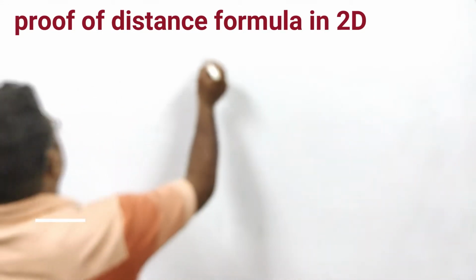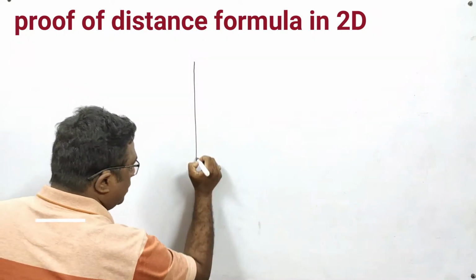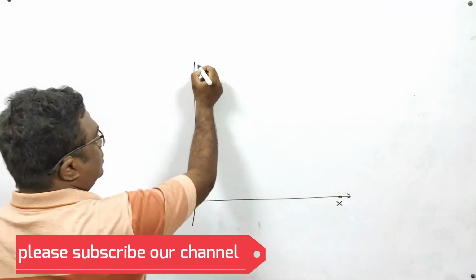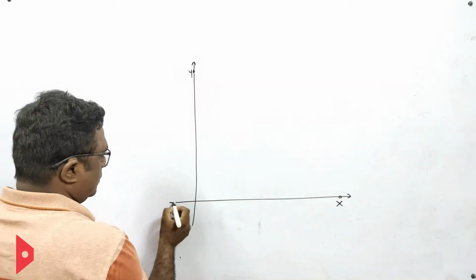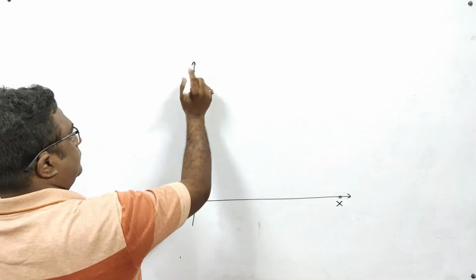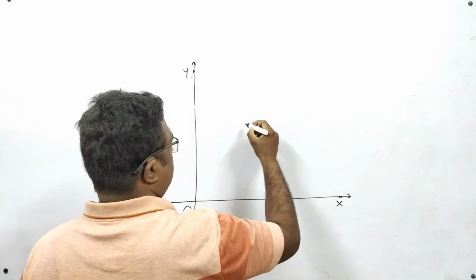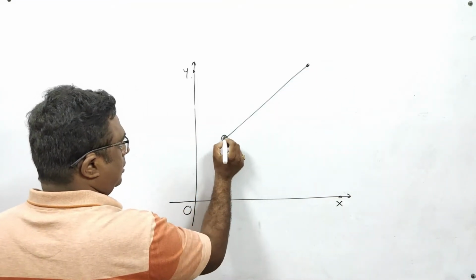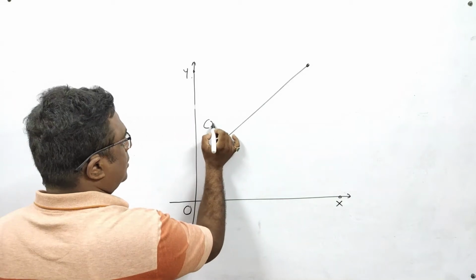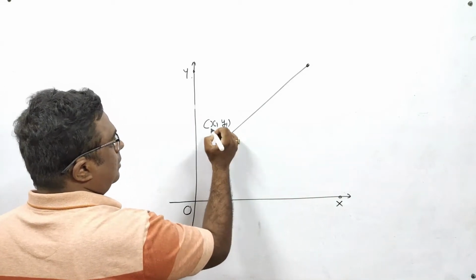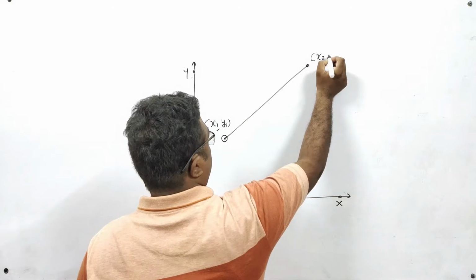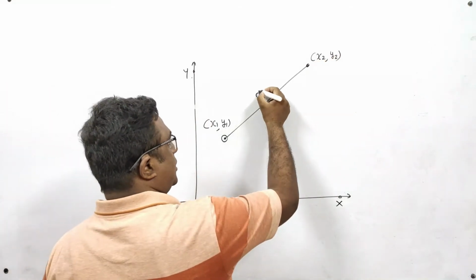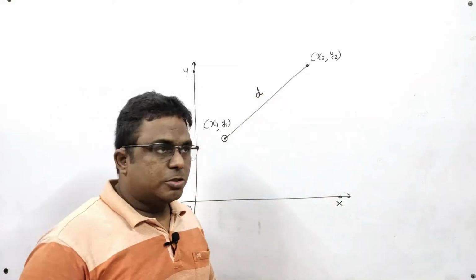Understand it? Suppose I am drawing two perpendicular axes. This is the x-axis and this is the y-axis. This point is the origin, and suppose this is a line segment and its endpoints have coordinates x1, y1 and x2, y2. Is that clear? And d is the distance between them, which we want to find out.